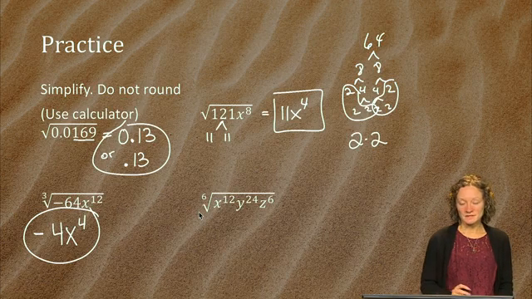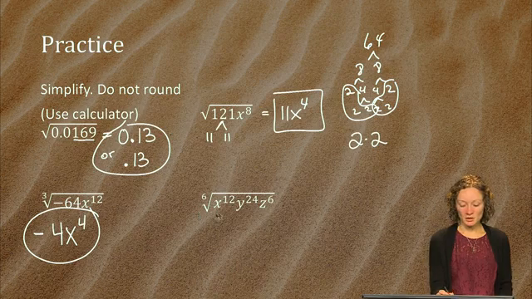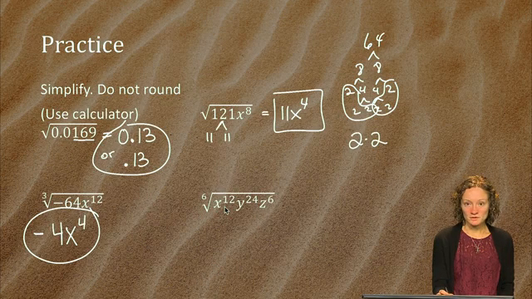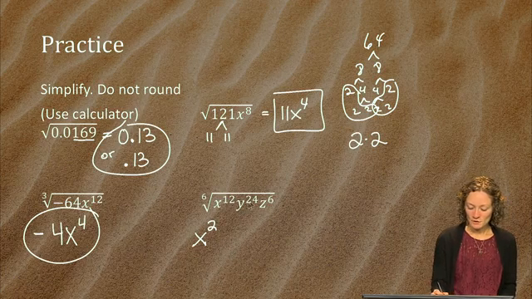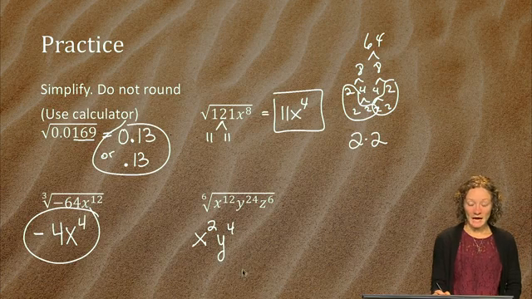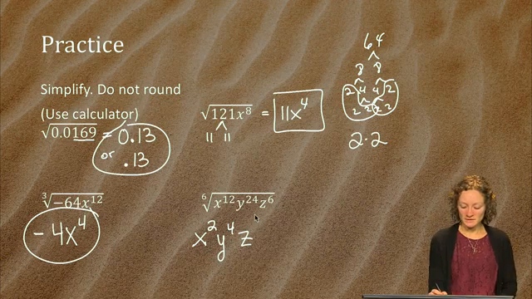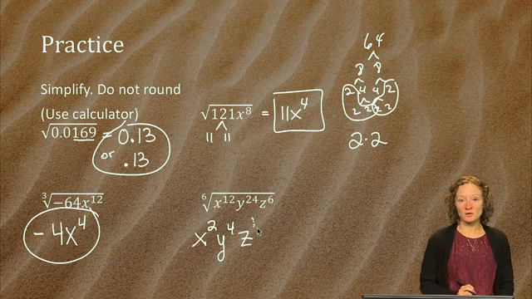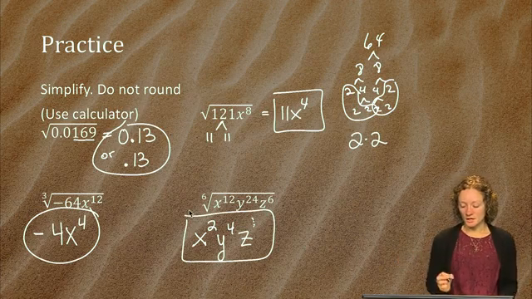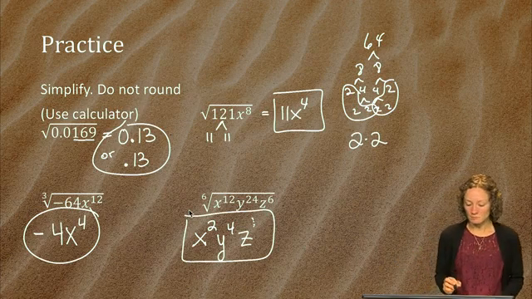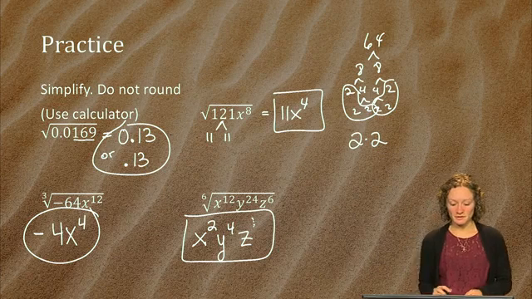And then the last one is a 6th root. There's no coefficient, all variables. So how many groups of 6 do we have in the 12 x's? The answer is 2. For the y's, we have 24. Groups of 6 is 4. And then from z to the 6th, there's 1 group of 6, so a single z comes out. If you were to type in or write the exponent of 1, that's fine. It doesn't need to be there, but it's not wrong if you do put it there.